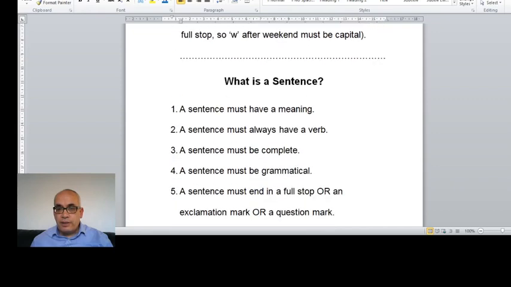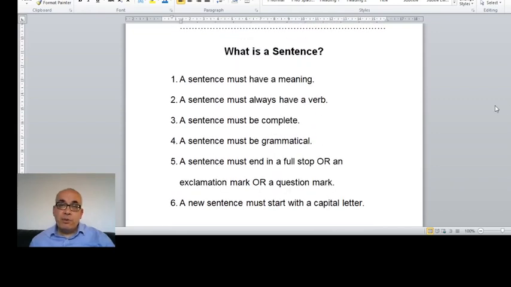So if you look here, this is very, very important now. Number 1. A sentence must have a meaning. I'll put it in blue for you. A sentence must have a meaning. Number 2. A sentence must have a verb. If there is no verb, the sentence is wrong. You must use a verb. Number 3. A sentence must be complete. So if you write a sentence, it must be complete. Number 4. A sentence must be grammatical.